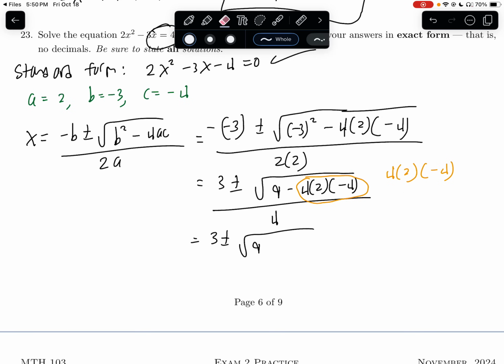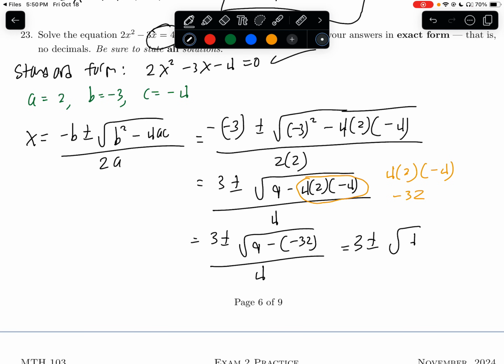Just rewrite that: negative 32. So then this is 9 minus negative 32, because we still had the negative here, which is 3 plus or minus, then I add that, and I get square root of 41 over 4, because these become plus. They cancel out, right? So that's what I get.